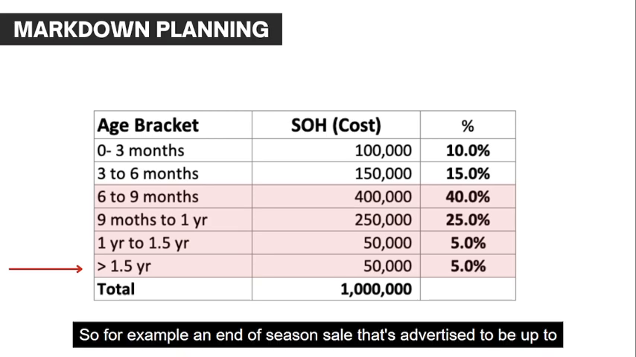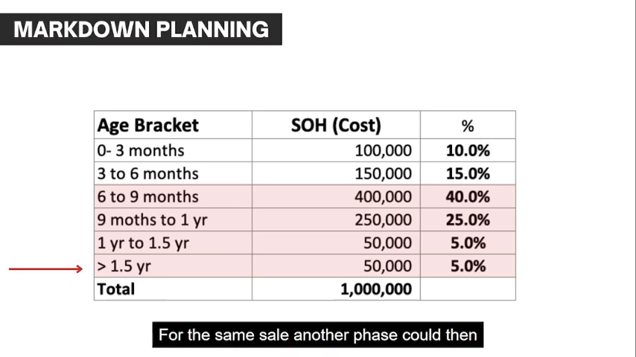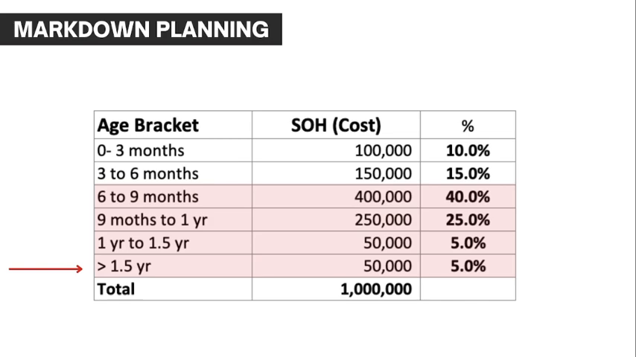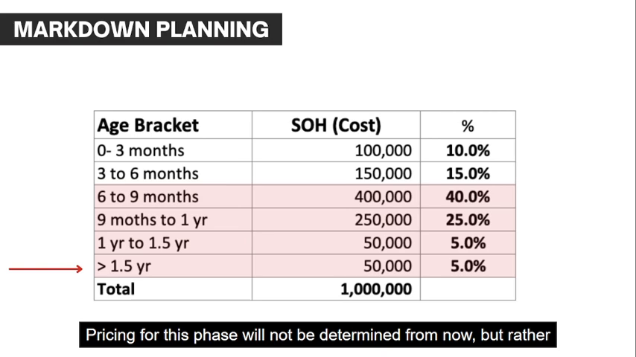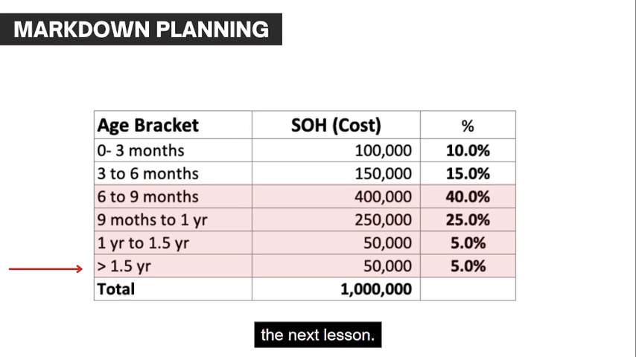So for example, an end-of-season sale that's advertised to be up to 50% off will have items selling at 30% off and others at 40% and others at 50%. For the same sale, another phase could then be planned, which is the further reduction phase. Pricing for this phase will not be determined from now, but rather later on after the sale starts and after reviewing the sales performance. We will get into that in the next lesson.